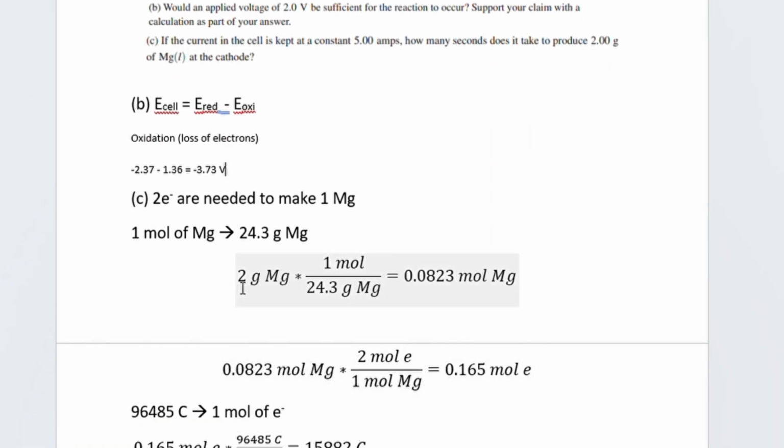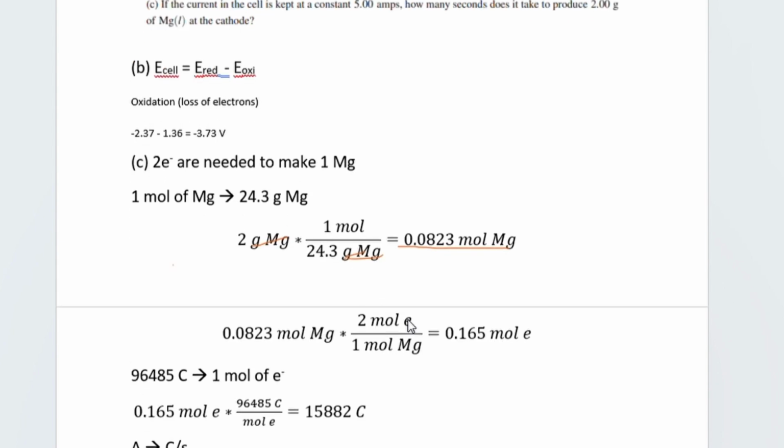Now what I'm doing over here is I just rewrote that for clarity purposes. Now I'm trying to find how many moles 2 grams of magnesium contain. Since 1 mole of magnesium contains 24.3 grams, I'm just going to multiply this by 2 grams. So these grams cancel and we get 0.082 moles of magnesium.